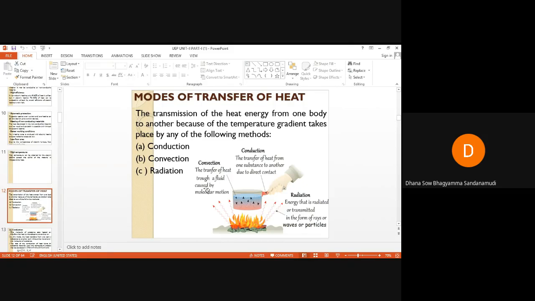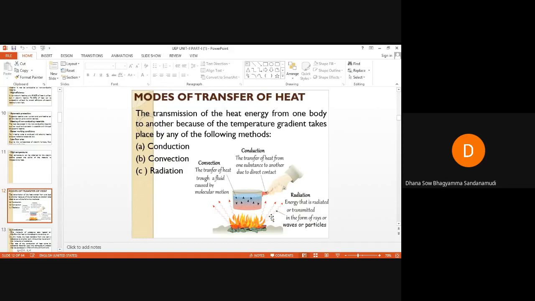Okay, so the next one is convection. Convection means transfer of heat through a fluid caused by molecular motion. You can observe here that the molecules are moving. You can see some arrow marks here. The molecules are moving up. So the transfer of heat in the fluid caused by molecular motion is known as convection.